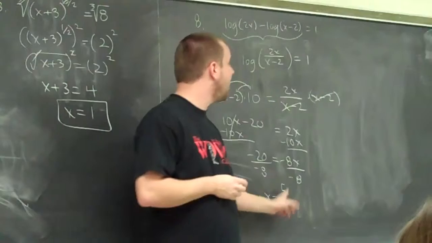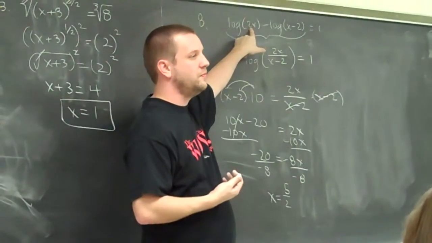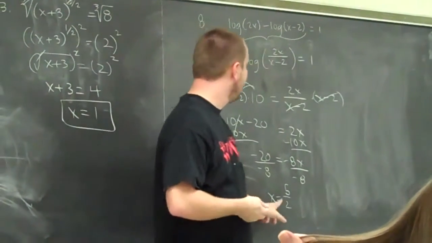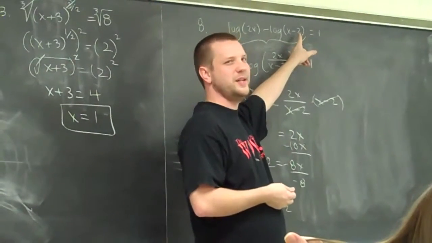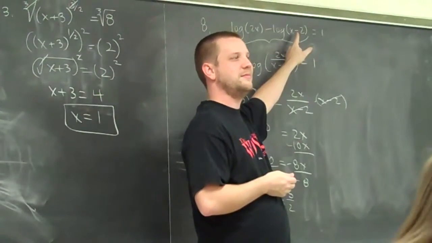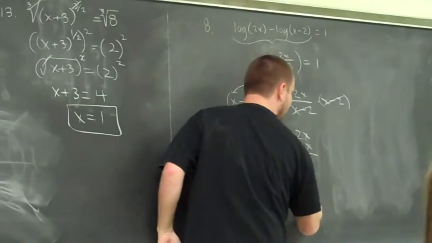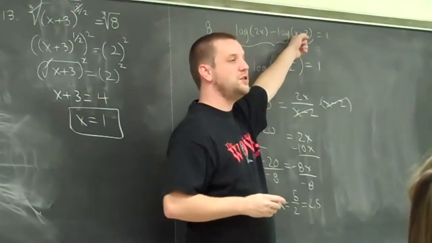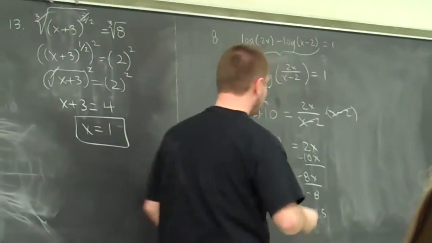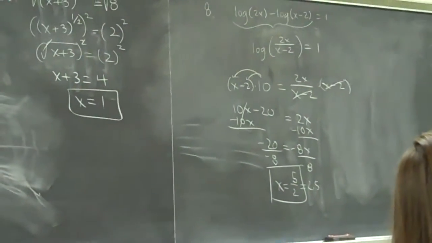All right? So if I take 5 over 2, plug it into the first log, that's going to be positive, isn't it? 2 times positive, 5 over 2 is positive. In fact, it's 5. So that's fine. If I take 5 over 2 and subtract 2 from it, is that positive? Yes. This 2 goes in 2.5, so 2.5 minus 2, that's still positive 0.5. So it just squeaks by. So 5 over 2 it is.